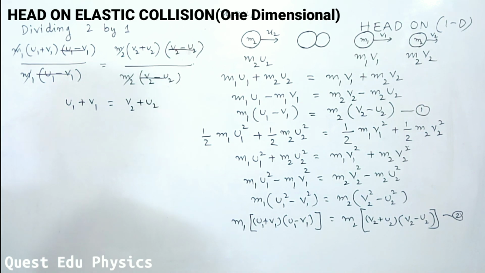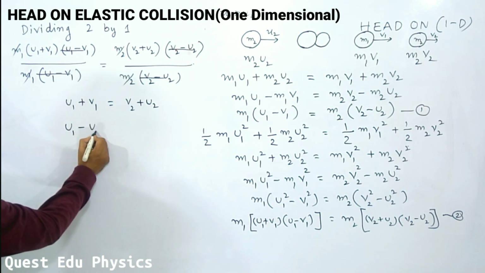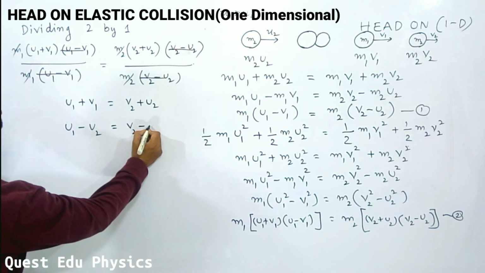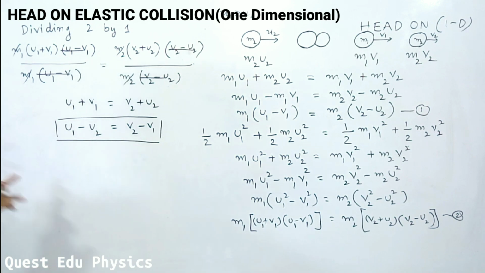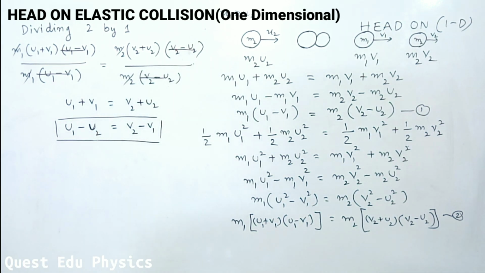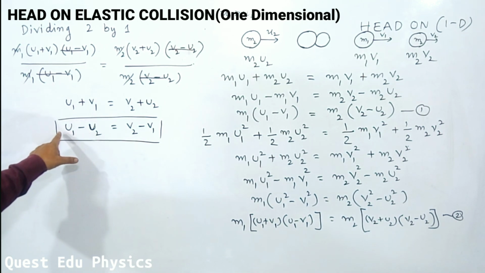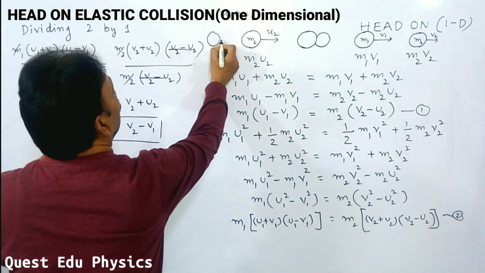Okay, students? From this we can write a relation. What is this? u1 minus u2 equals v2 minus v1. Okay, this concept leads to another concept known as the coefficient of restitution, students. If you watch it keenly, you will observe it is the velocity of separation before the collision between the two bodies. See, here, before that, these are moving.